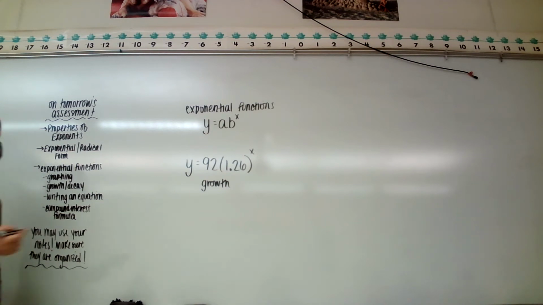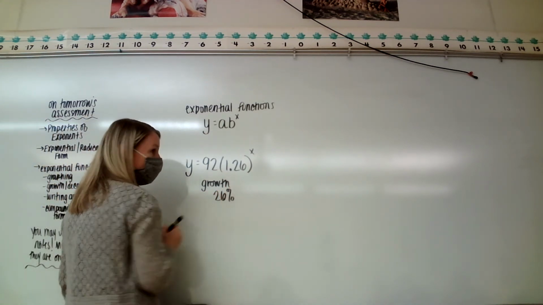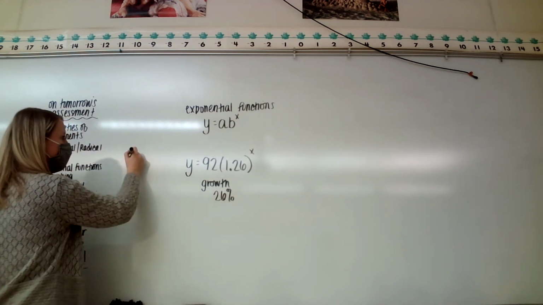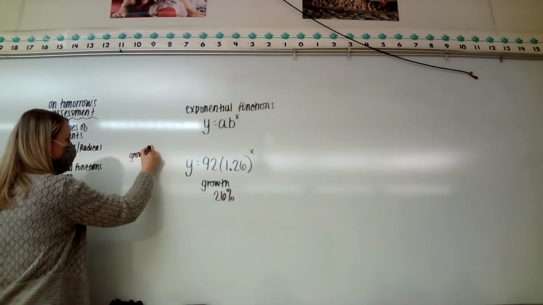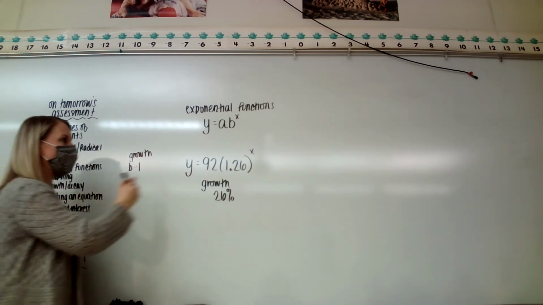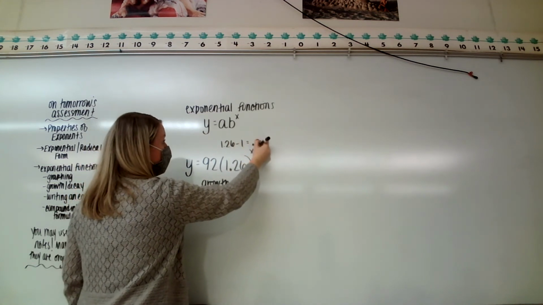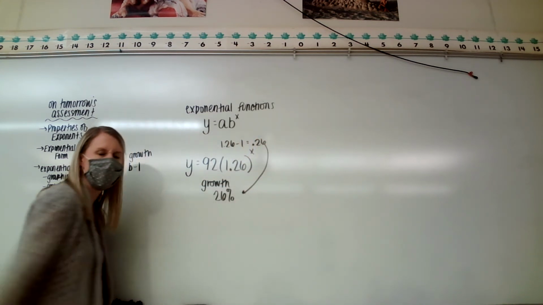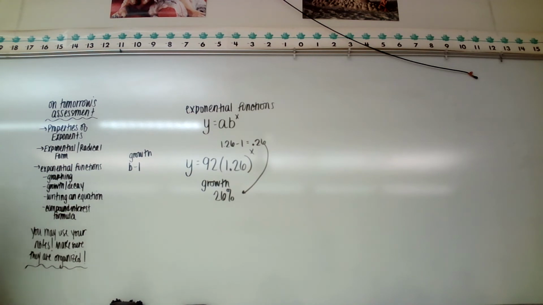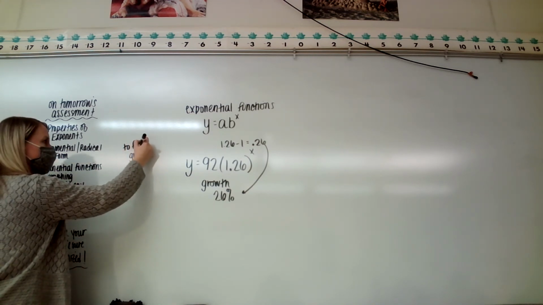26%. So we had written quick little notes the other day, so that's something you might want to look at. If it's a growth, to find the percentage, you do the base minus 1, right? So if I did 1.26 minus 1, I end up with 0.26, and then you move the decimal to get the percentage. So you might want to make sure you have that somewhere. So to find percent.